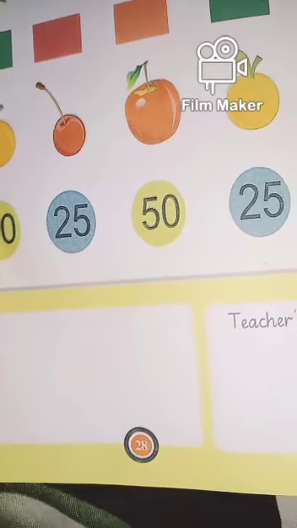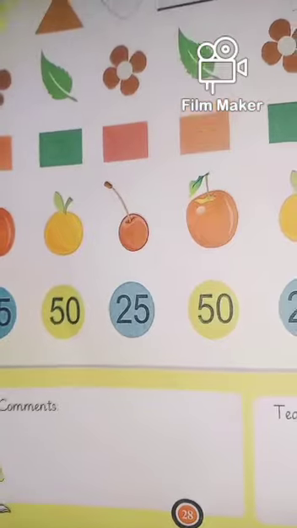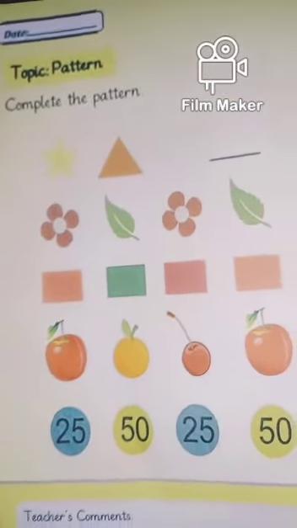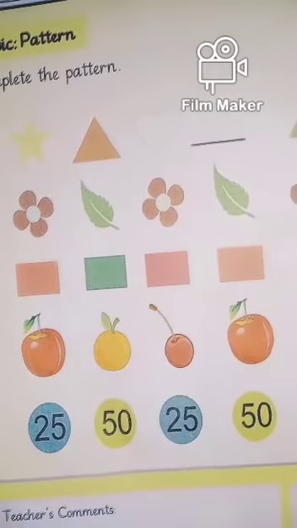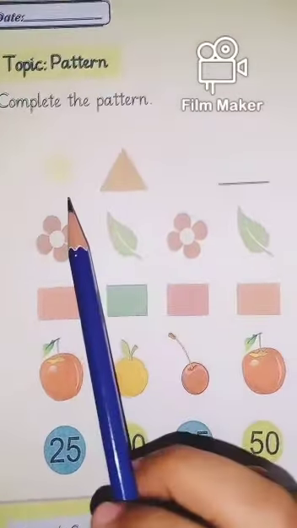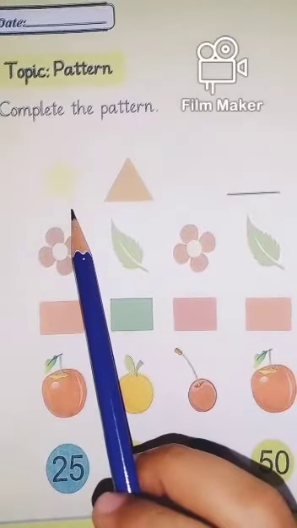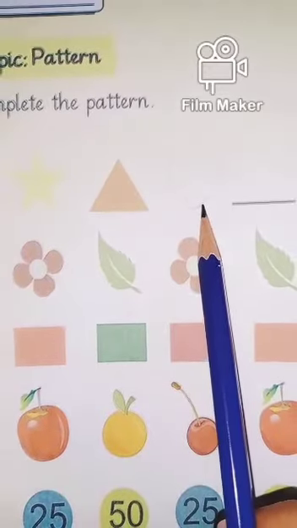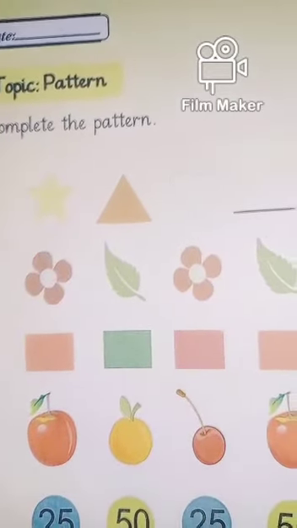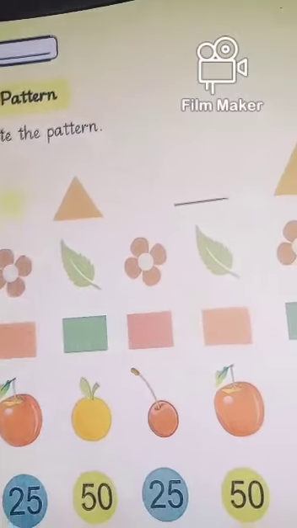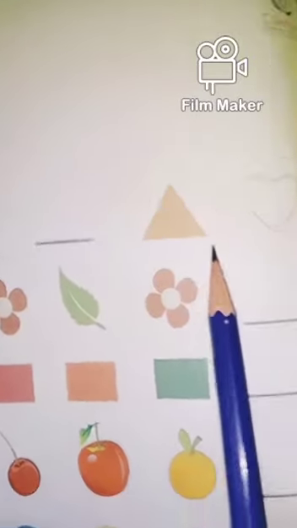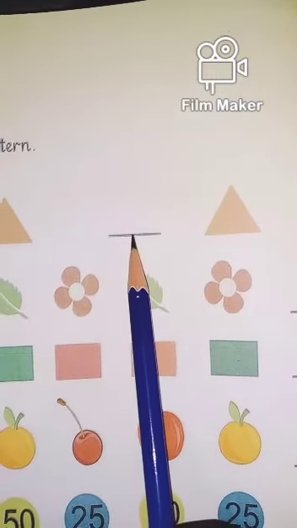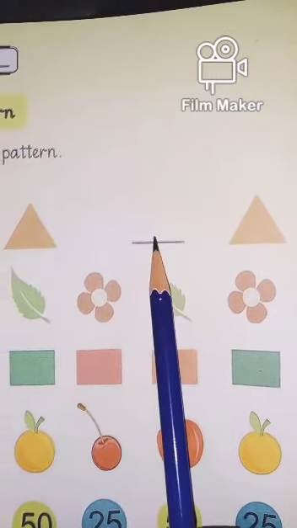Open your book, page number 28. Hope you are enjoying and understand very well. So, now start our written work. First of all, here is a star, and next one is a triangle, and third one is a heart. This is called a sort. Now complete the next sort. Heart, triangle, and which thing is here?